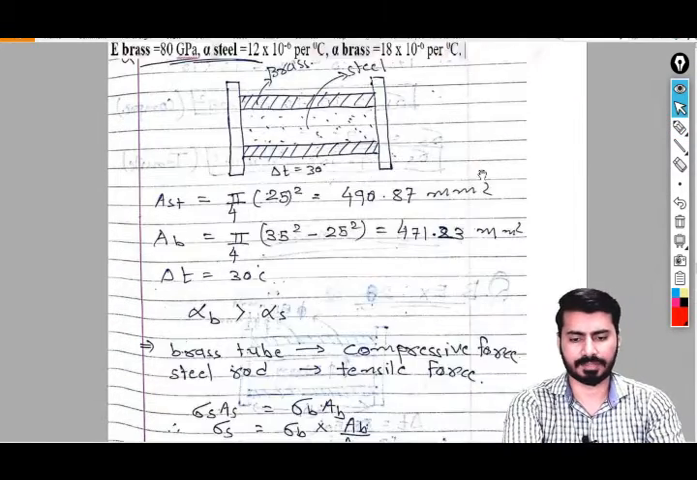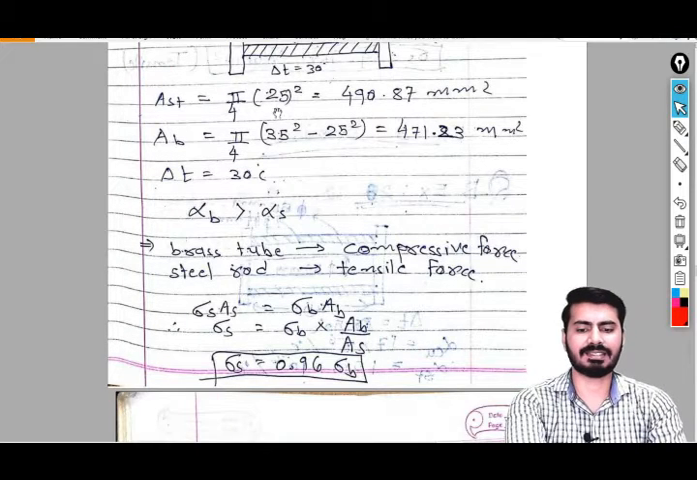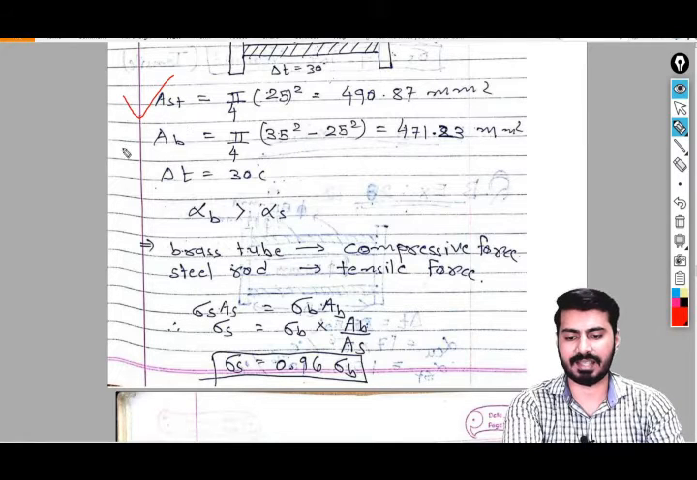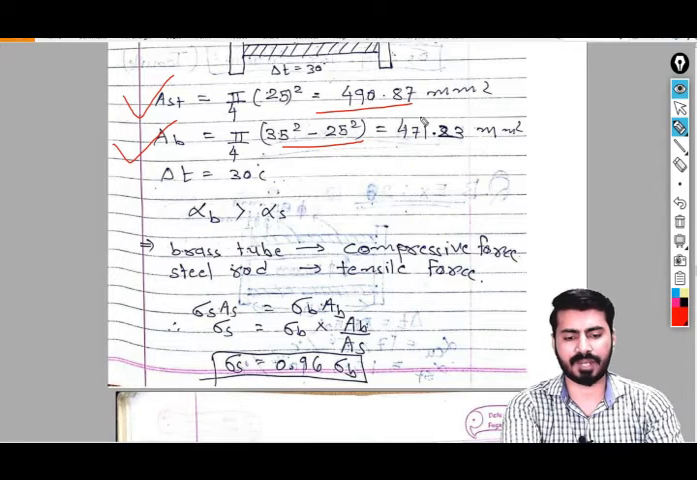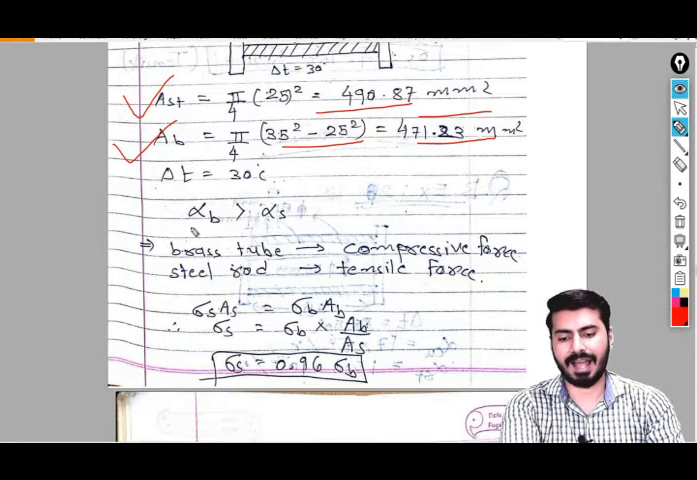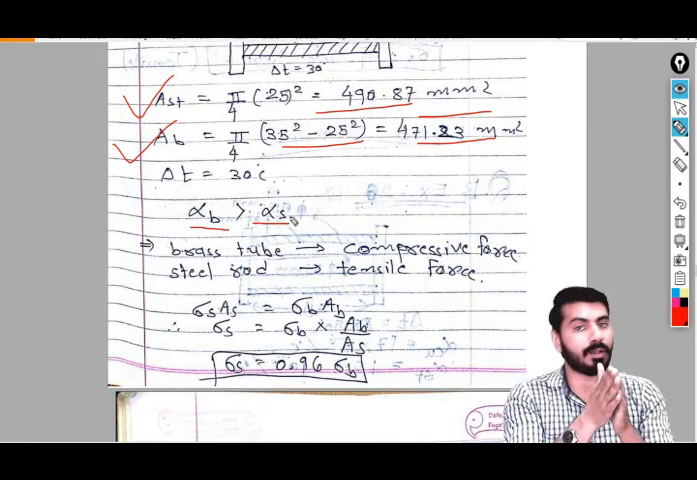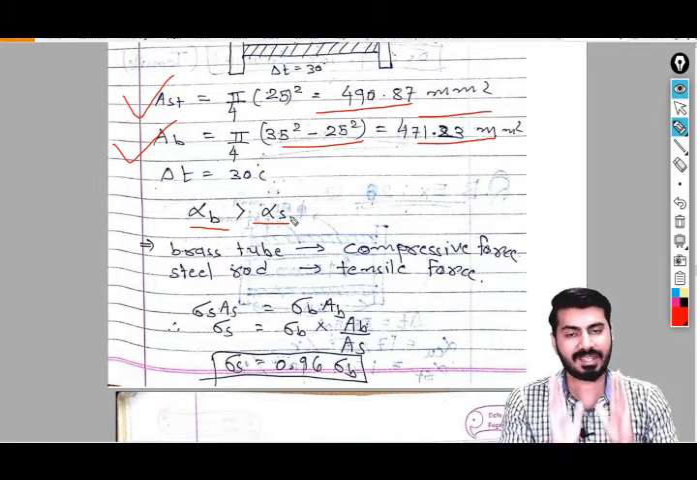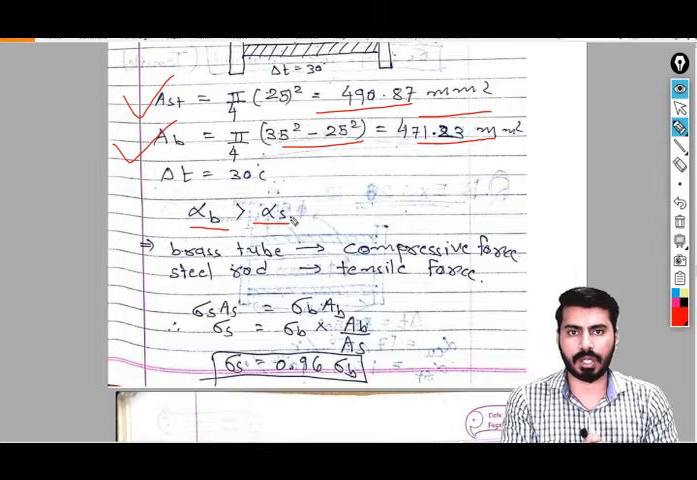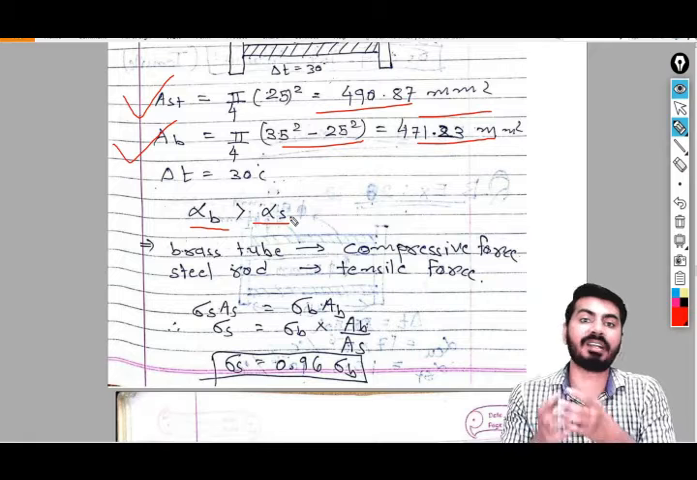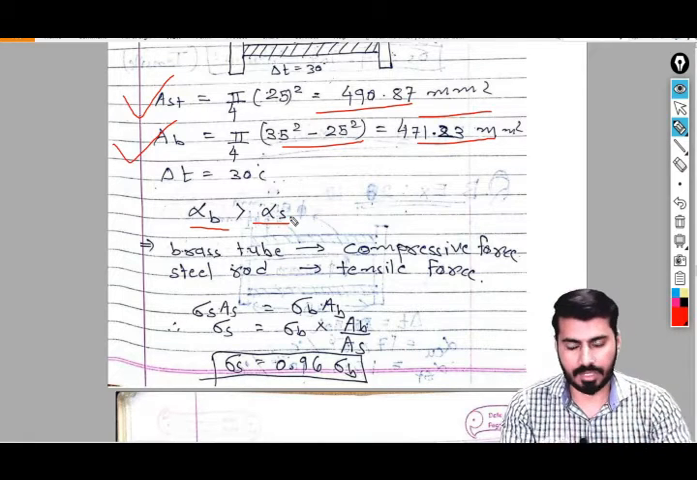Let's see further. As the diameters of both materials are provided, you can directly calculate the values for the steel and brass using those equations. We know the method, and we are not going to repeat it. We have the answers over here. Alpha for brass is greater than alpha for steel. So the brass material will be compressed and the steel material will be elongated. That is the basic sense which you need to remember. The larger alpha material will be compressed and the lower alpha material will be elongated.